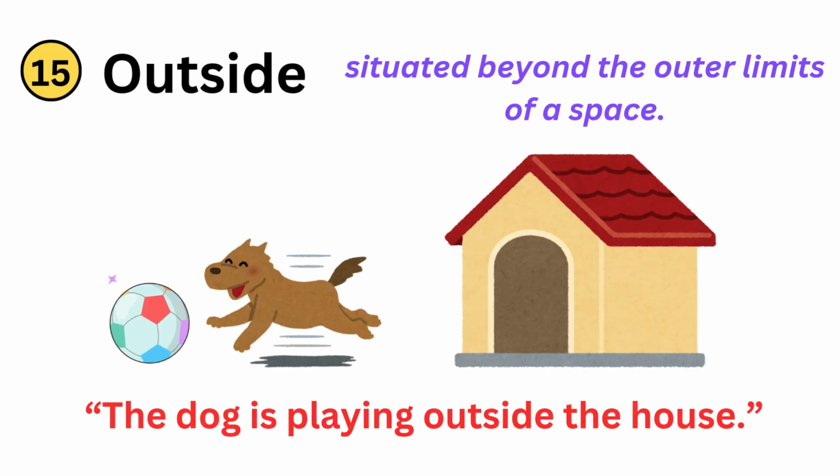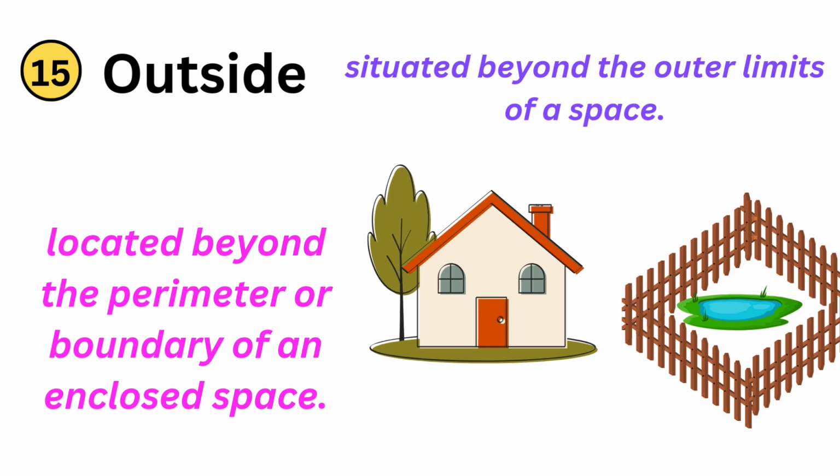Number 15. Outside. Outside indicates that something is situated beyond the outer limits of a space. For example, the dog is playing outside the house. Outside is used because the dog is beyond the outer limits of the house, in an open space away from its boundaries. Use outside for something located beyond the perimeter or boundary of an enclosed space.